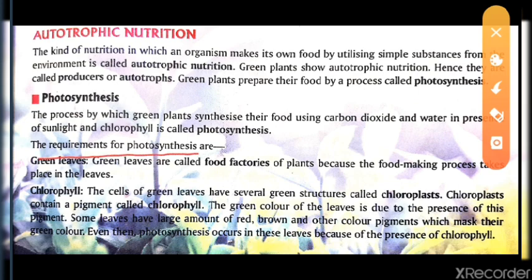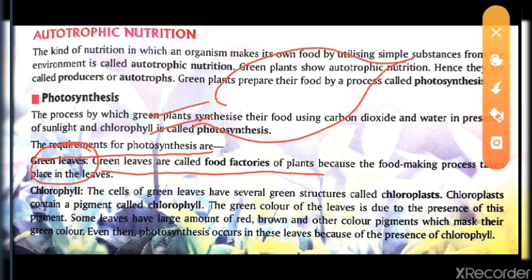So let's see how they require these things. So, requirement of photosynthesis. Now green leaves. We can say that it is a site of food, a site of food factory. That means our leaves are green in color. It is told that green leaves are the food factories of the plant, because over there only the food is prepared. So it is written here, green leaves are called food factories of plant because the food making process takes place in the leaves.